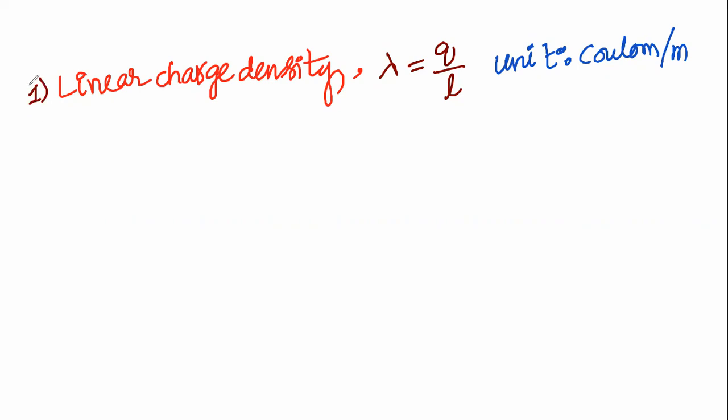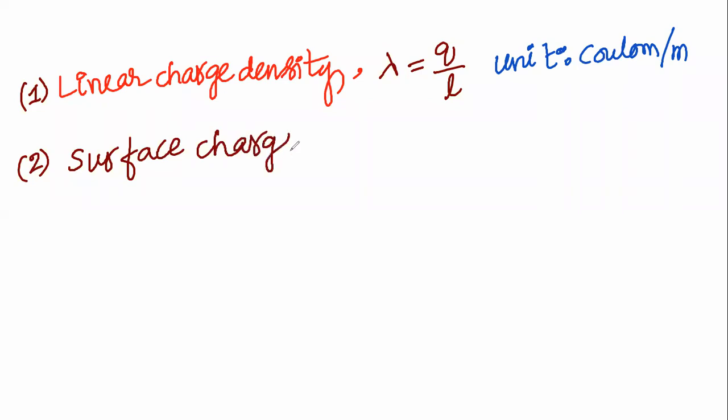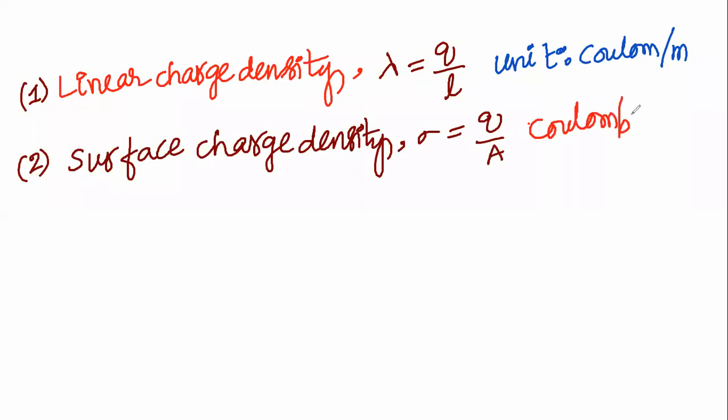Second one: surface charge density. Sigma is equal to Q divided by A. Its unit is taken as coulomb per meter square.